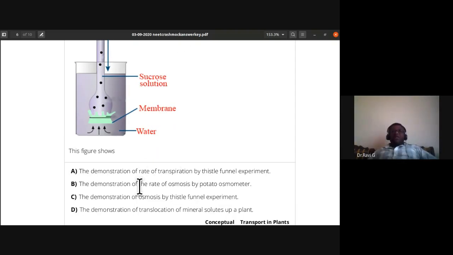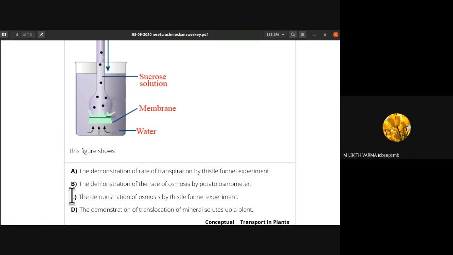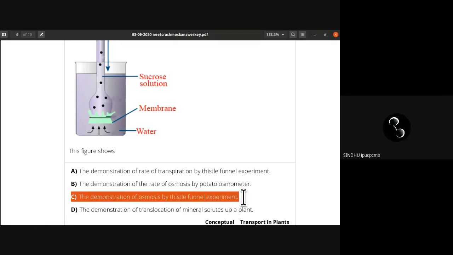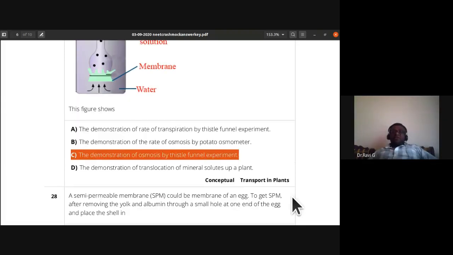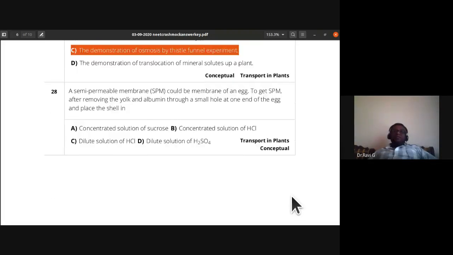This figure shows the demonstration of rate of transpiration by thistle funnel experiment, the demonstration of the rate of osmosis by potato osmometer, the demonstration of osmosis by thistle funnel experiment, or the demonstration of translocation of mineral solutes up a plant. What is this experiment demonstrating? Option C, the demonstration of osmosis by thistle funnel experiment. So that is the answer.